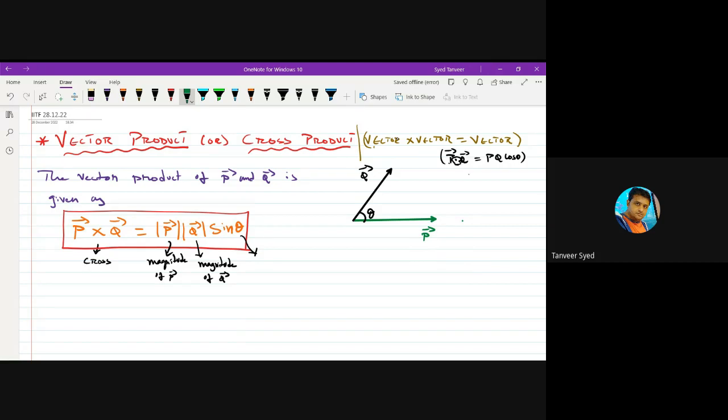So this P is magnitude of vector P. This Q is magnitude of vector Q. And this theta is the angle between vector P and vector Q. These are the things we have. P cross Q equal to PQ sine theta.